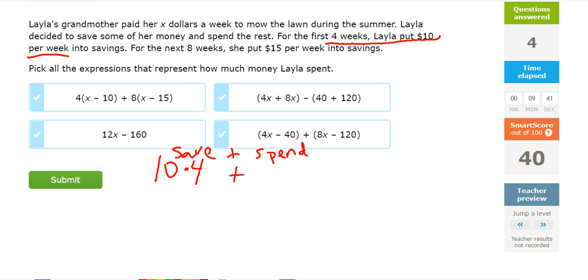So from there, $10 times 4 plus, and let's not use this yet. Plus, for the next 8 weeks, she put $15 into her savings. So that would be 8 weeks times 15, so plus 8 times 15. So that's how much she saved.